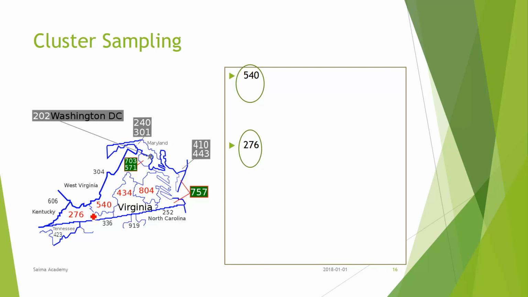This is zone 276, zone 540. These are the different zones. We divide all the population into different zones, and then we select the complete zone 276. We are not selecting randomly from each zone. Suppose if you want to select this zone, select the complete zone and collect the data from this zone. Zone 540, right, complete 540.